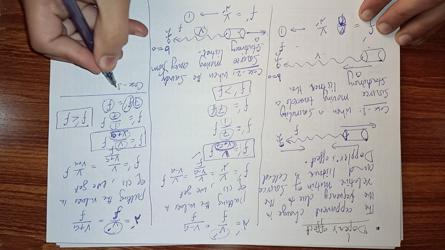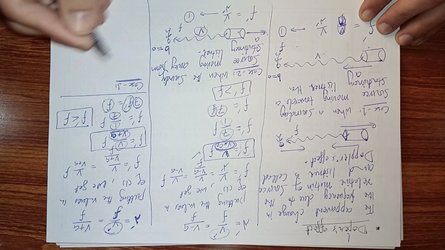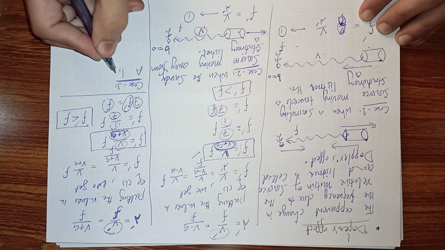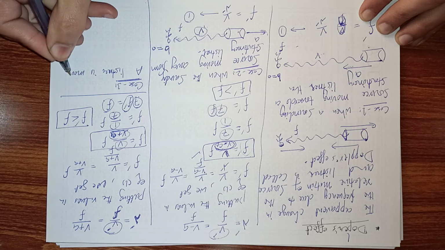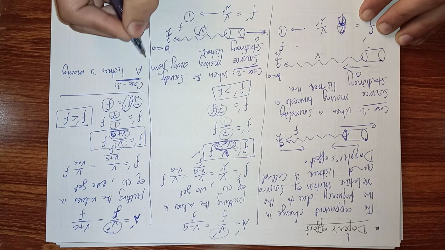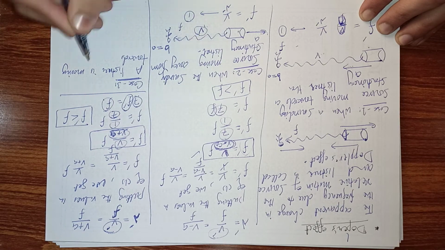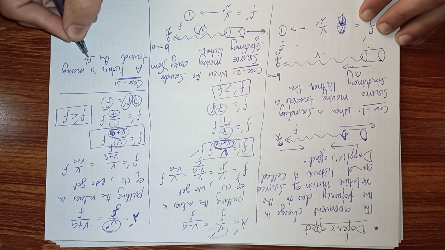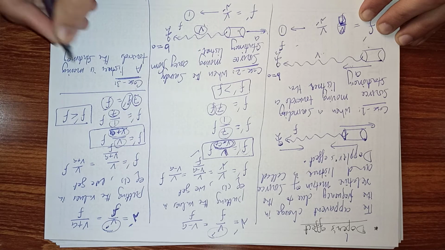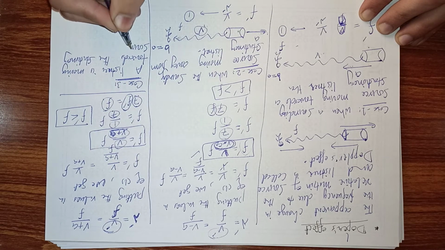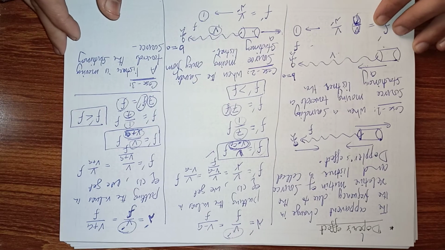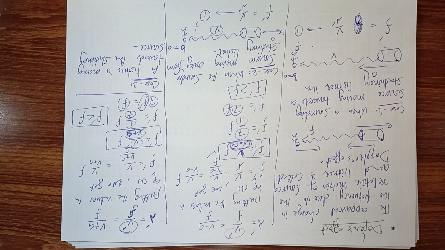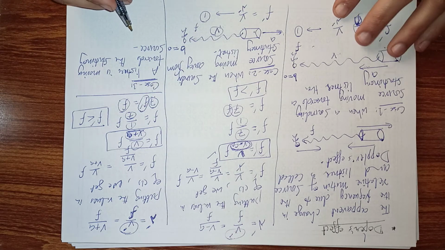Now case number 3. A listener is moving towards the stationary source. Now we take the stationary source. Now the source is stationary actually. Now the listener is moving.